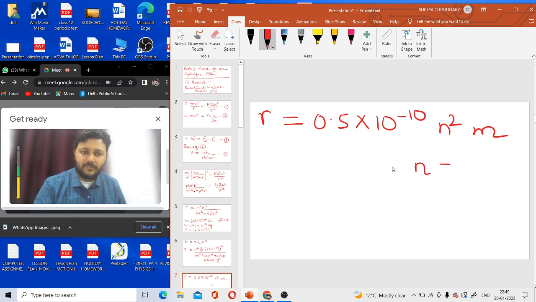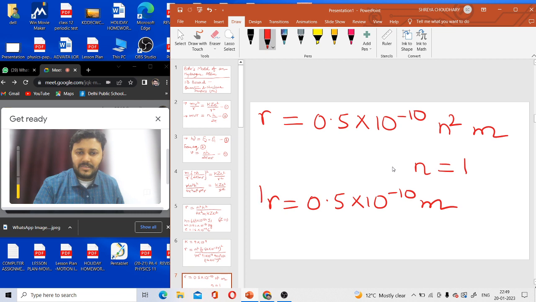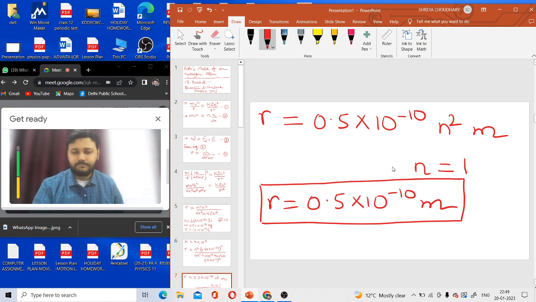Now if the value of n equals 1, then r will be 0.5 into 10 to the power minus 10 meter. This is the value of r we will be getting. So till now we got the value of r.